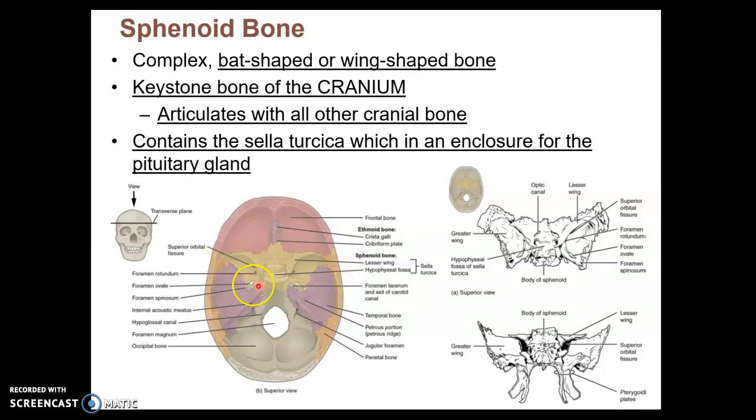One other important part of the sphenoid bone is that it is the keystone bone of the cranium. And what that means is all other cranial bones, there's 8 cranial bones, sphenoid makes 8, so all 7 other cranial bones will articulate, which means forms a joint with the sphenoid bone. That makes it the keystone bone of the cranium.